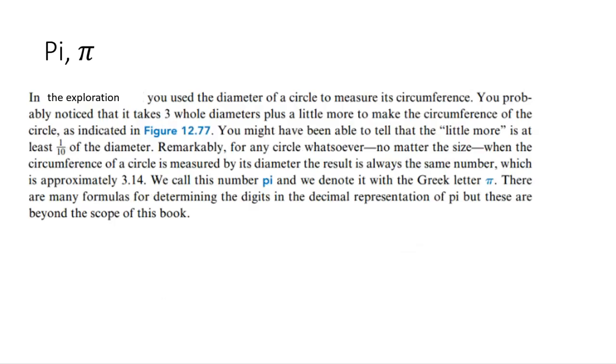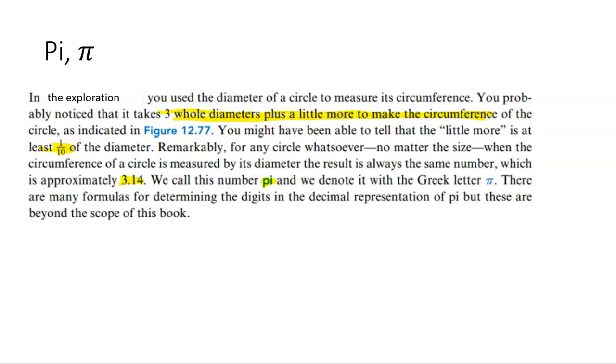So in the exploration, you used the diameter of a circle to measure its circumference, and you probably noticed that it takes 3 whole diameters plus a little more to make the circumference. And that was every time, no matter the size of the circle. So that little more, maybe you were even able to tell that it was about 1/10 of the diameter. But no matter what the size of the circle is, the circumference is measured by its diameter times about 3.14, and that number is pi.